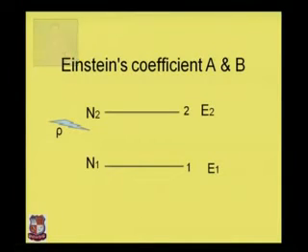Now the next important point is Einstein. So these are the 7 basic components of the laser. If you understand those 7 basics, you can understand the working of any XYZ laser.